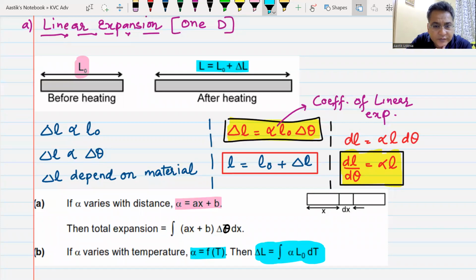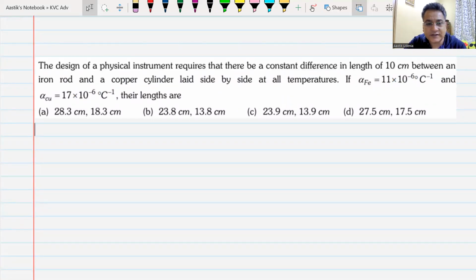I'm expecting a question on this. Let's see, that's why we'll do a couple of questions on this topic. This is the one. The design of a physical instrument requires that there is a constant difference in length of 10 centimeter between an iron rod and a copper cylinder laid side by side at all temperatures. Alpha for iron is given and alpha for copper is given. Might require some calculations. I'll give you time.